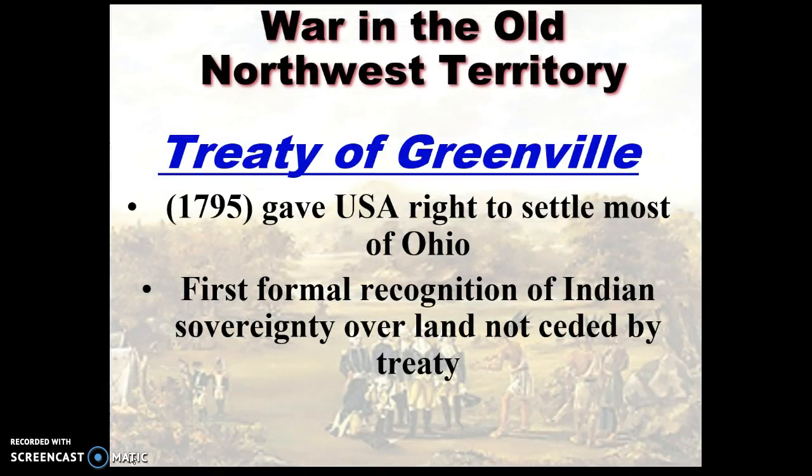Eventually, we signed the Treaty of Greenville to kind of settle some of the Native American issues. It gave the United States the right to settle most of Ohio, and it is the first formal recognition of Indian sovereignty over land not ceded by treaty. So they do maintain some of their lands, but we continue to move west. This treaty is going to be broken by future treaties, and that kind of becomes what we do with Native Americans. We sign a treaty, and then we kind of go against it when we find we need more land or we find resources on that land.